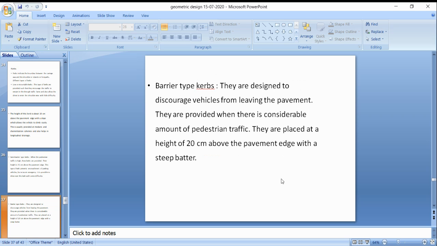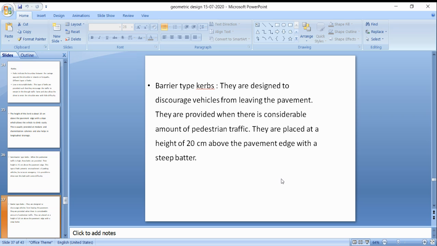When it comes to barrier type curbs, they are designed to discourage vehicles from leaving the pavement, so they are provided when there is a considerable amount of pedestrian traffic. They are placed at a height of 20 centimeters. When more people are walking, the curb height will be more, up to 20 centimeters.